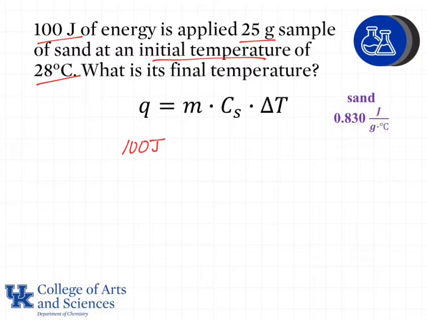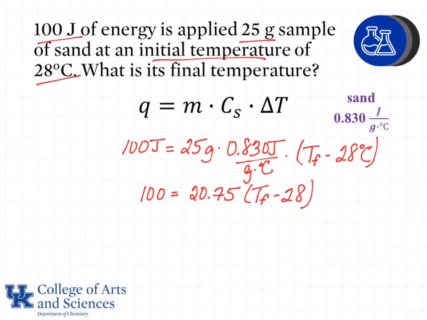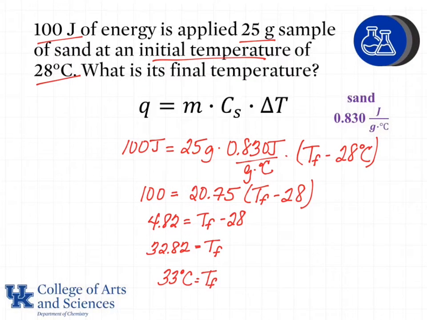We're going to plug in our values. 100 joules equals 25 grams times 0.830 joules per gram degree Celsius times Tf minus 28. Again, multiplying 25 times 0.830, and we get 20.75 times Tf minus 28. Now we can divide both sides by 20.75 and get 4.82 equals Tf minus 28. Add 28 to both sides, and we get 32.82 equals Tf. Rounding for significant figures, we get Tf is equal to 33 degrees Celsius. Same amount of energy, same mass, different final temperature.